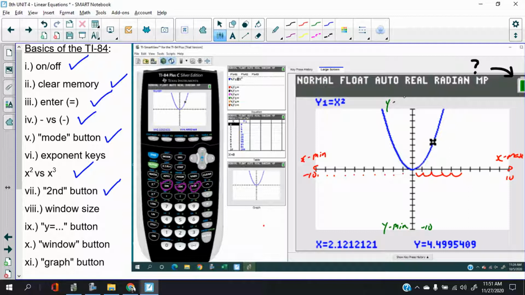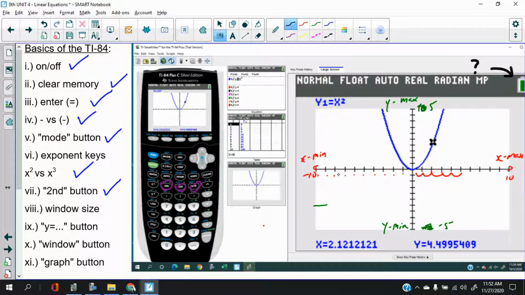What do you think the one up top is? Yeah, y max, and that's at +10. So that tells you how much you want to shrink the window of the calculator vertically. Okay, so if, for example, you have a y max of 5, maybe this is too much information, but it's fine, right? If you have a y max of 5 and a y min of -5, your graph is going to come out looking like this.